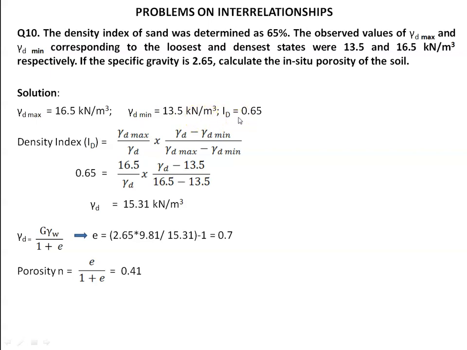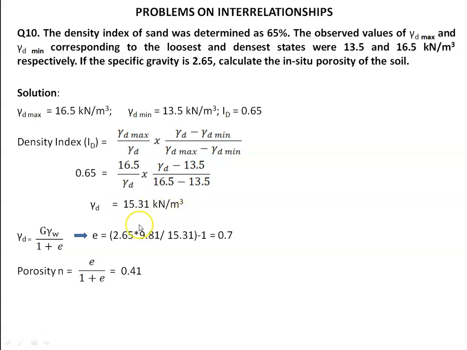So what is the equation of density index in terms of dry unit weight? That is gamma D max divided by gamma D into gamma D minus gamma D minimum divided by gamma D max minus gamma D minimum. All three terms will be there both in the numerator and denominator: gamma D max and gamma D minimum. So now maximum and minimum dry unit weights are given. Then you have to estimate the in situ dry unit weight given the density index. So dry unit weight is 15.31 kilonewton per meter cube.